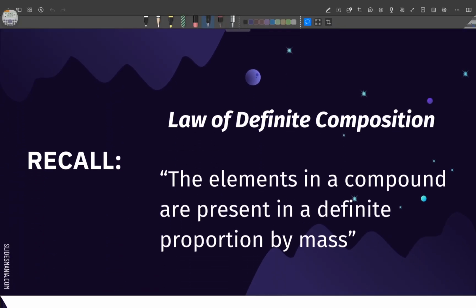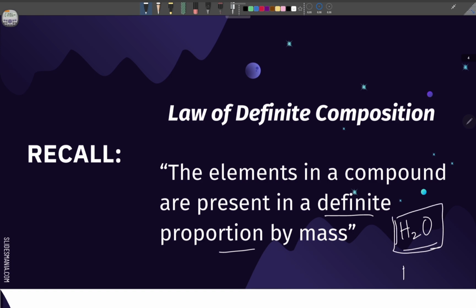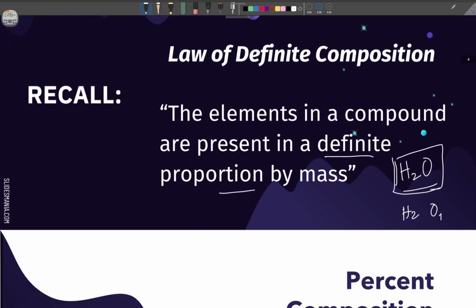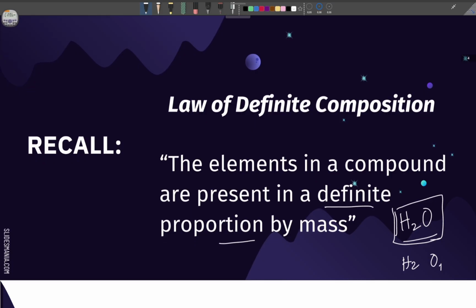Okay, let's start. As you recall, there are three fundamental laws, one of which is the law of definite proportion, or definite composition. It states that the elements in a compound are present in definite proportion by mass. For example, in H2O, the ratio of hydrogen and oxygen will always be two hydrogen atoms and one oxygen atom. So this is definite. That is our basis in solving for percent composition, empirical, and molecular formula.